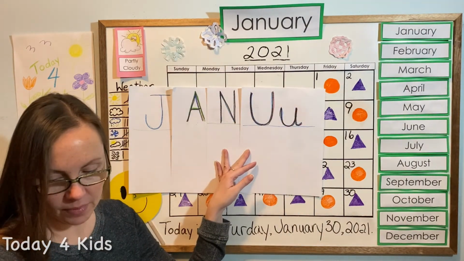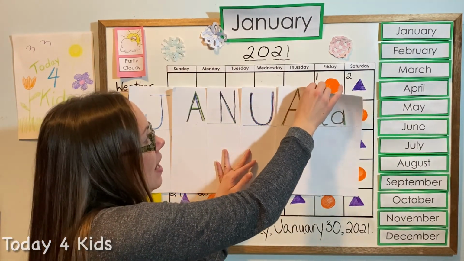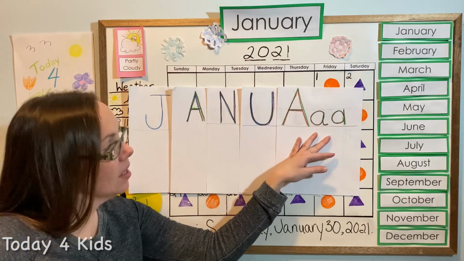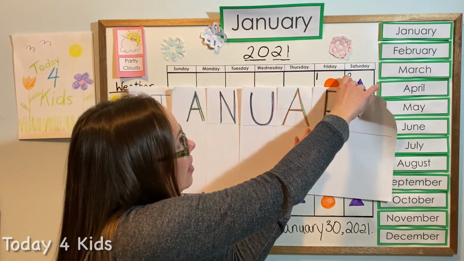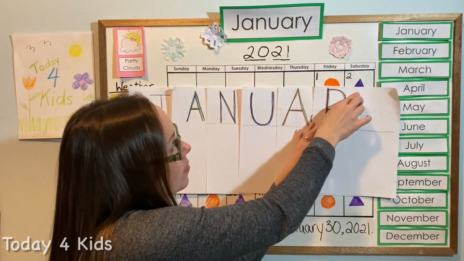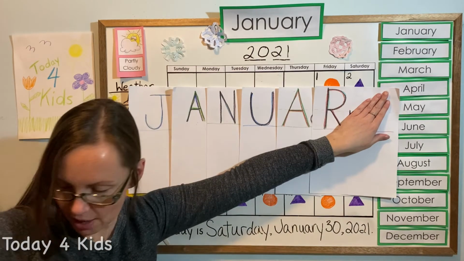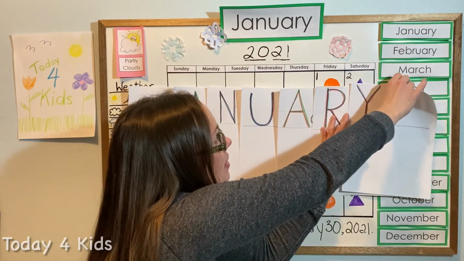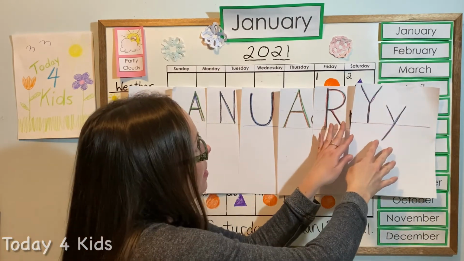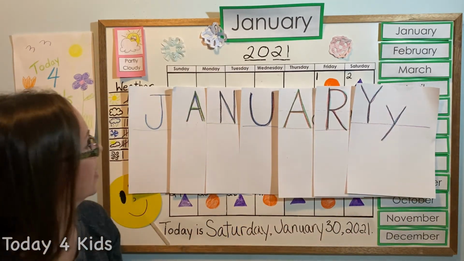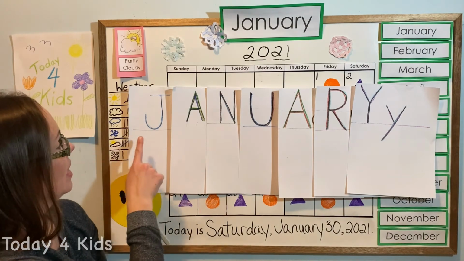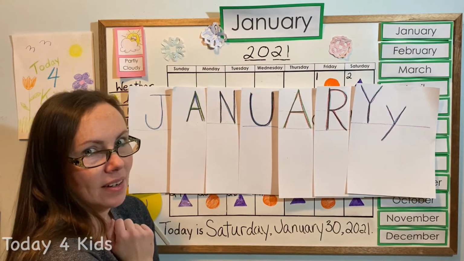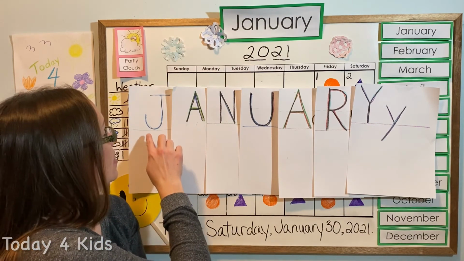U, A, R. This is going to get tricky. I hope it doesn't fall down. Y. Let's see if they'll stick. Oh, they're going to stick. Yay! So we practiced January. What does that spell? Sound it out.